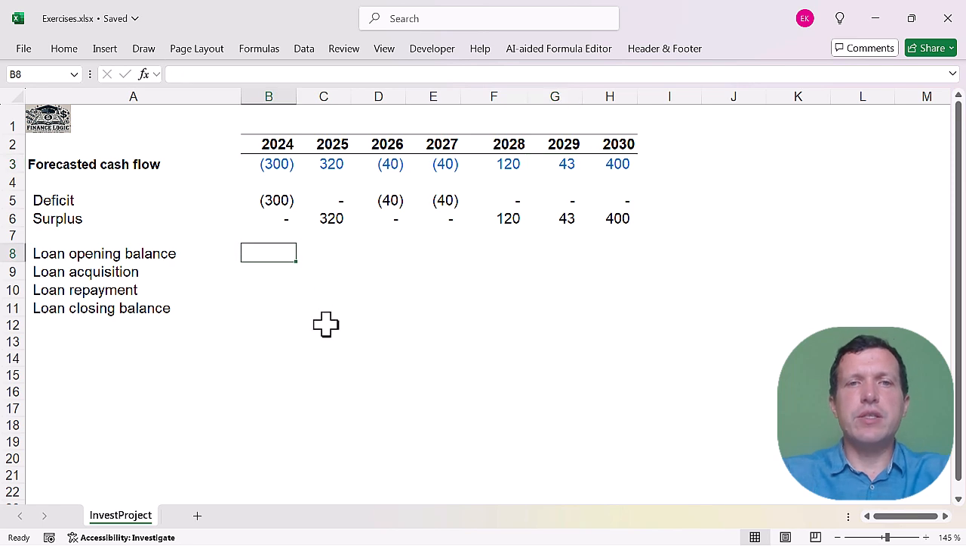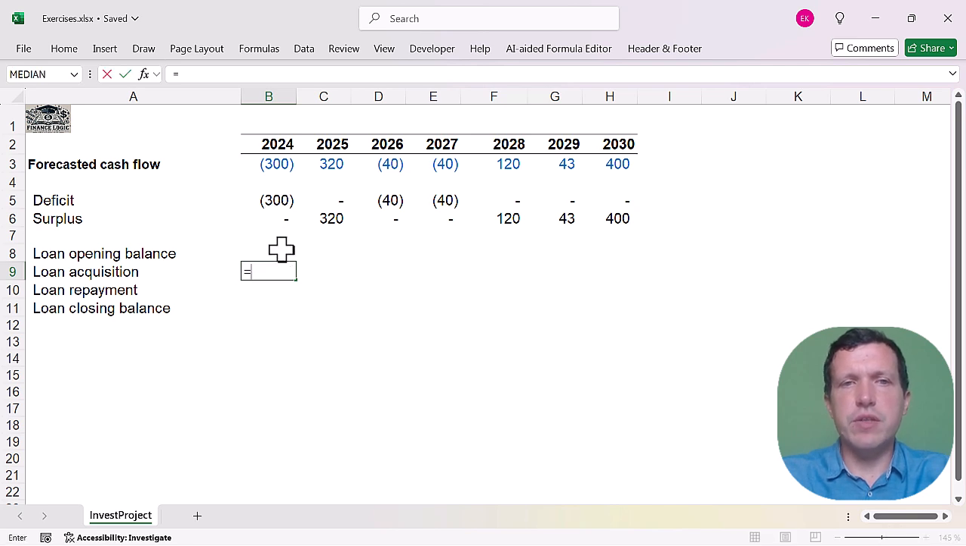Now, the idea is as follows. We need to take new loan to finance our deficit. In 2024, we have a deficit of 300 and we need to finance it. It means that we need to have a loan acquisition. So our loan acquisition is our deficit that we need to cover, and I'm going to show it with a plus. So I'm going to make a reference to our deficit and to show it with a plus, because we need to acquire a new loan to finance our deficit of 300.